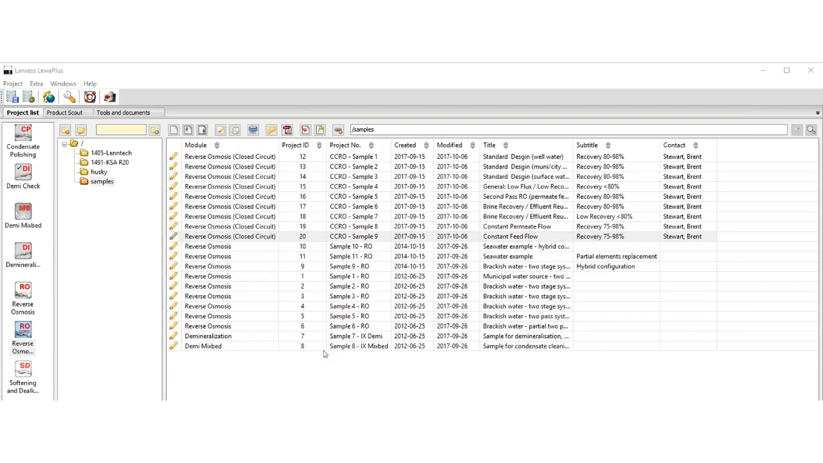So here's a screenshot of LewaPlus. You've got traditional RO, and then below that, highlighted, you can't see it, but in brackets it'll say reverse osmosis closed circuit. You see the RO, CCRO. And we have a number of samples. You can see the top is the closed circuit samples, and the bottom is the traditional. So if you're running at lower flux or lower recovery, brine recovery, wastewater reuse, you may find some of these examples to be helpful.